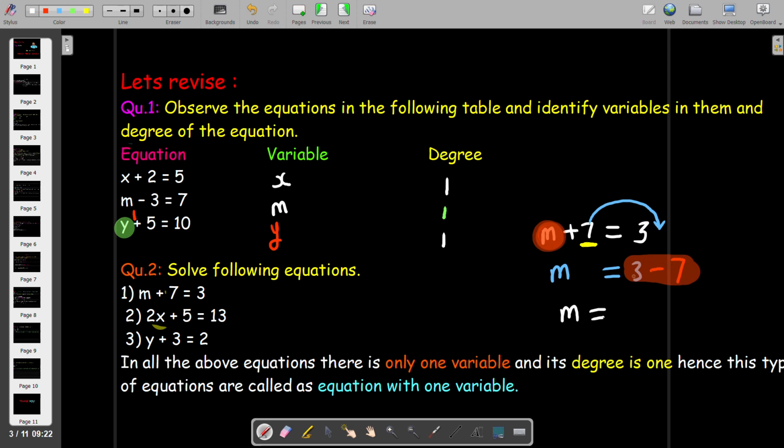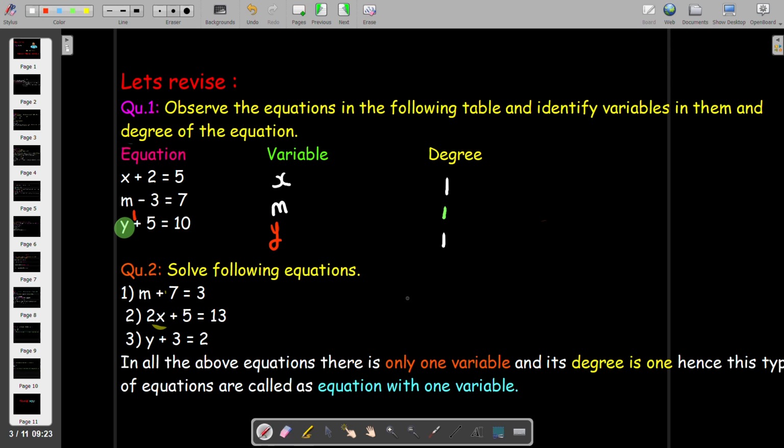Here 7 is greater than 3. Therefore give the sign of 7. Which is the sign of 7? Negative. Now subtract 3 from 7. 7 - 3 is nothing but how much? 4. Therefore we will get m = -4. Hence we solved equation number 1.